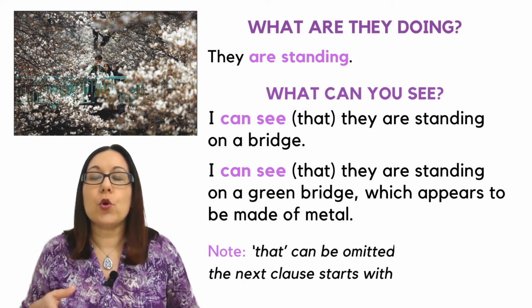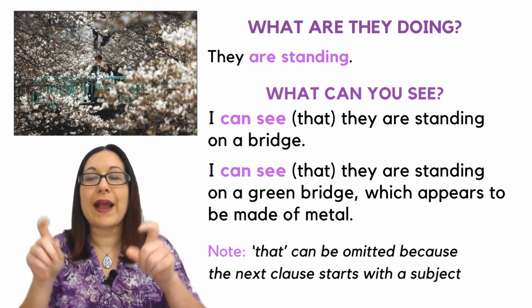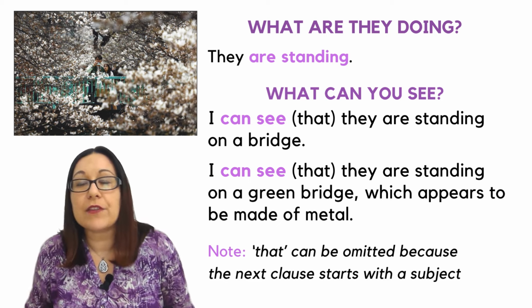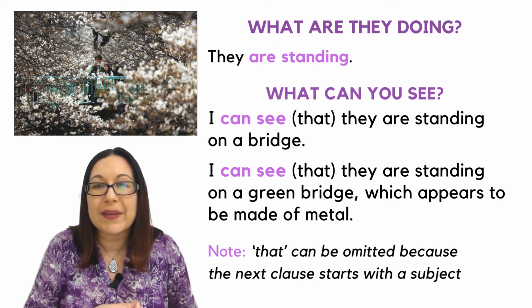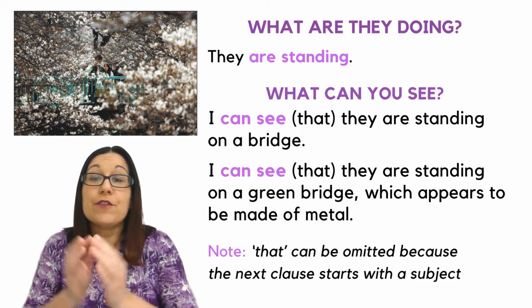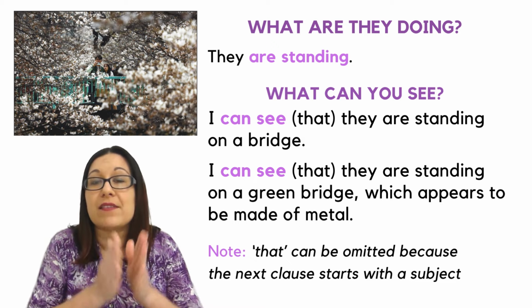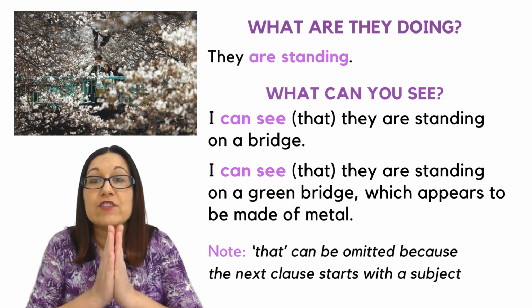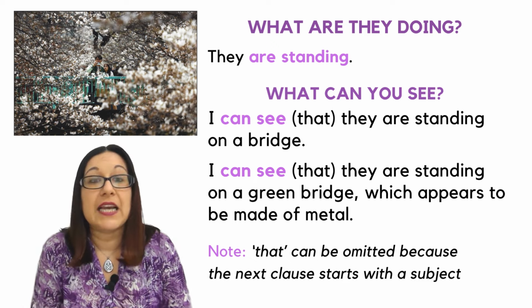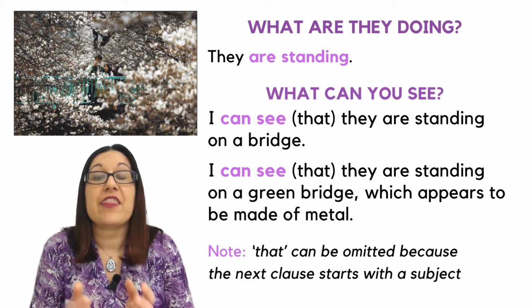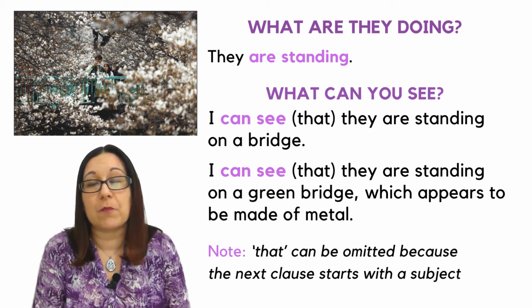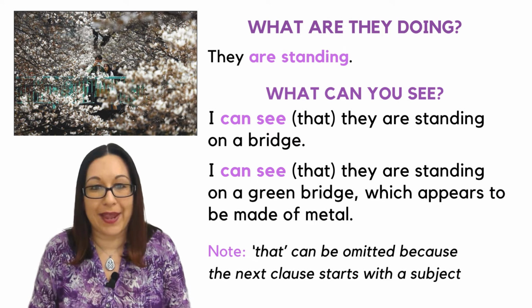Now, if you're wondering why I've got that in brackets, it's because it is optional. So some people do say it all the time, other people drop it. It's up to you. And it's optional because the following clause begins with a subject. If you have a subject starting that next clause, then we don't really need the that. I can see they are standing on a green bridge, which appears to be made of metal. It's perfectly correct either way.